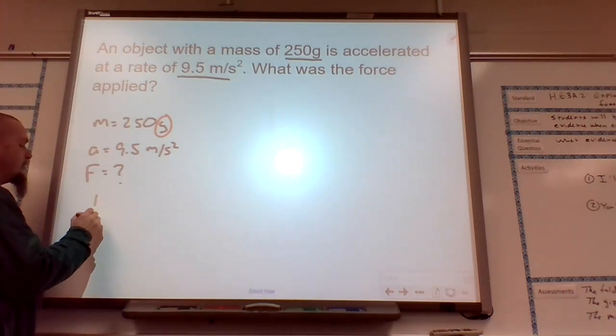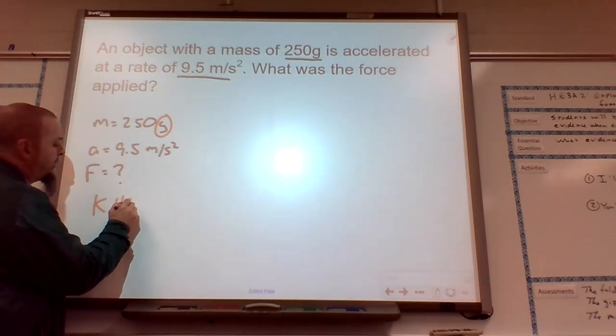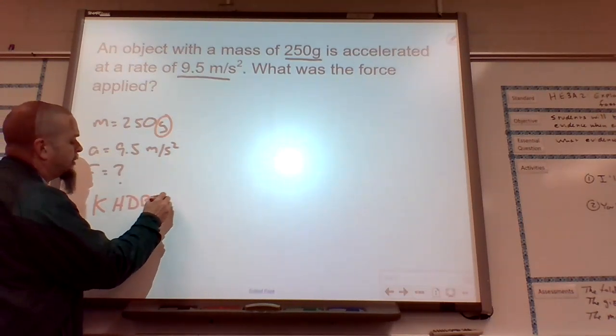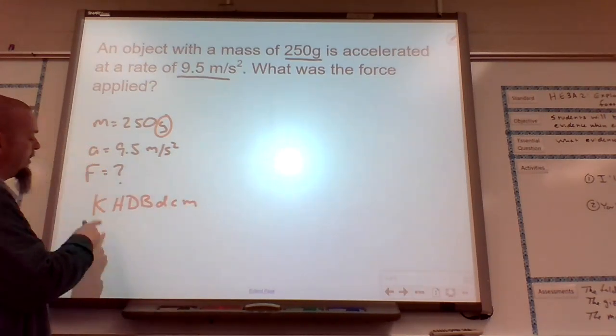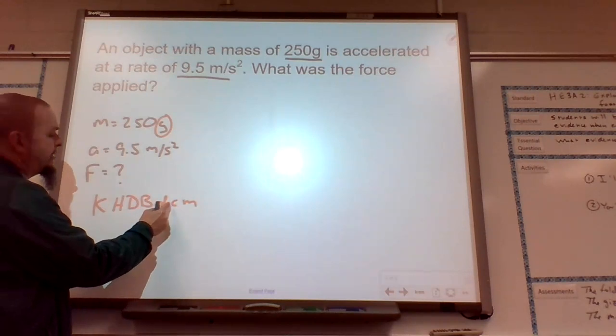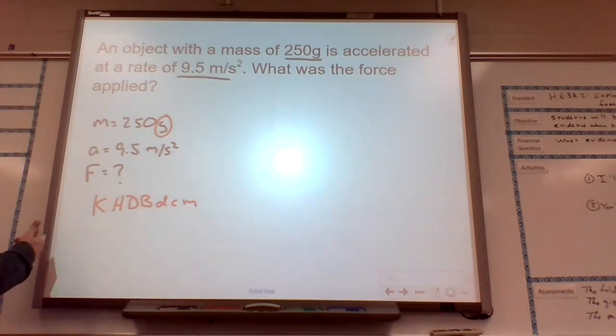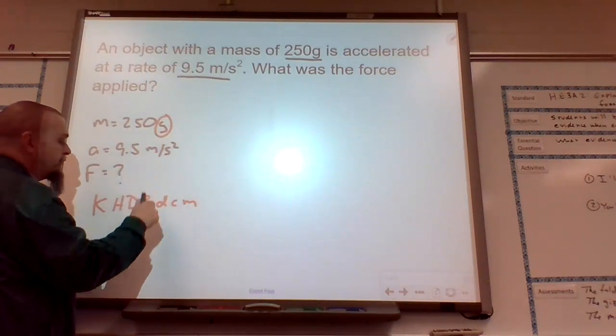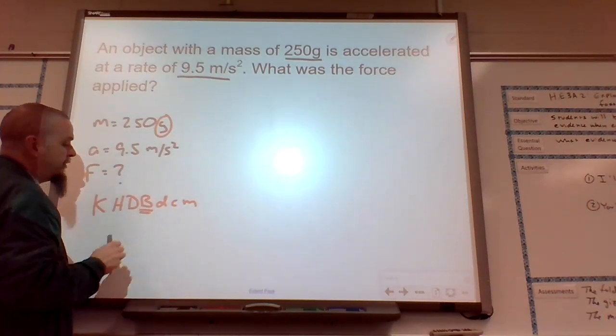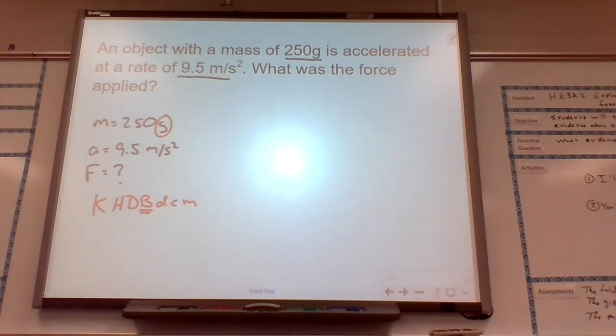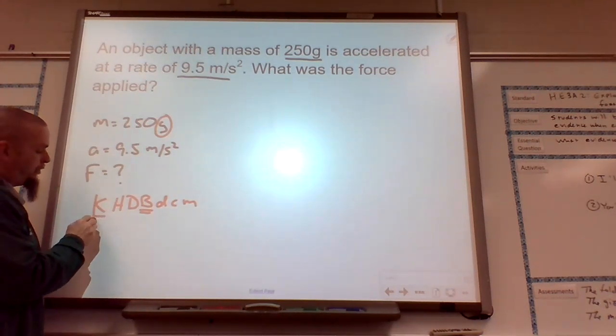So we go to our metric conversions. King Henry died by drinking chocolate milk. Kilo, hecto, deca, base, deci, centi, milli. We're starting at grams. Our original measurement is in grams. That is a base unit, so we're starting there. We need it to be in kilograms, which is there.